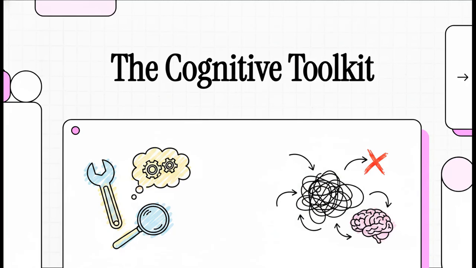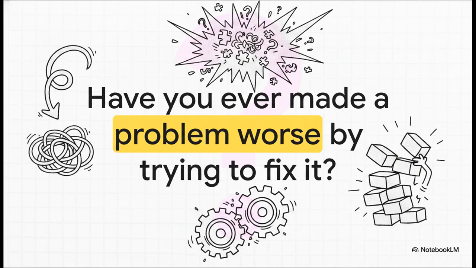Welcome to the Explainer. Today, we're doing something really cool. We are going to build a cognitive toolkit so we can finally stop intervening blindly in complex systems. So, have you ever rushed in to fix a problem, only to realize you somehow made it 1,000 times worse? Yeah, if you're nodding along right now, trust me, you are definitely not alone.